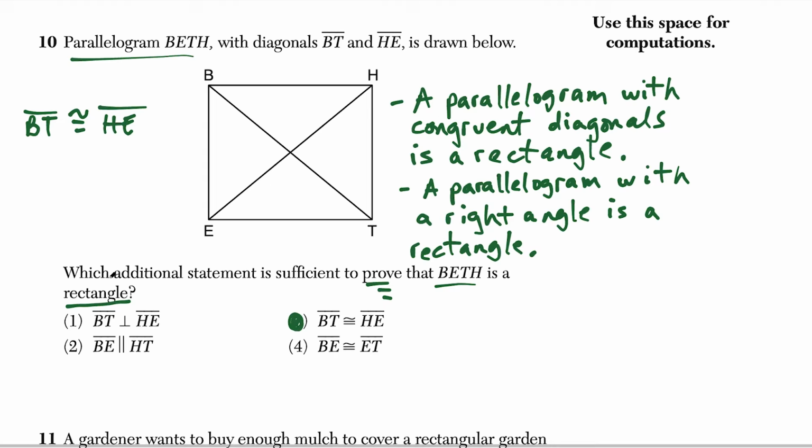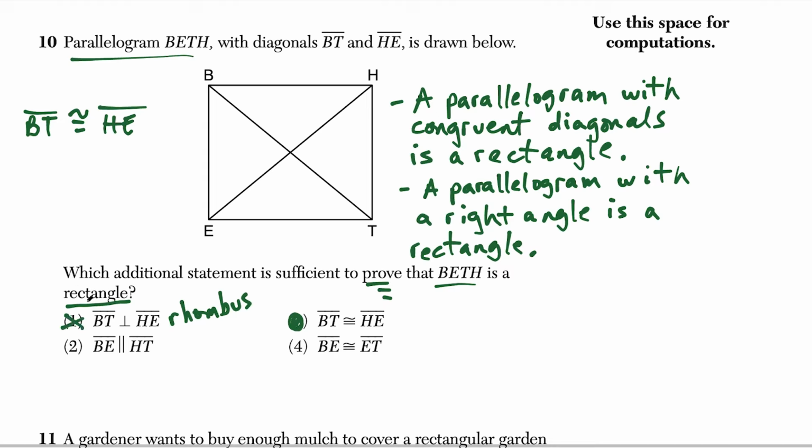But why are the other answer choices no good? Well, if we were able to show that BT is perpendicular to HE, that would prove that this is a rhombus, okay? So that would be enough to show that this parallelogram is a rhombus, because in a rhombus, the diagonals are perpendicular to each other. So it's a parallelogram with perpendicular diagonals.